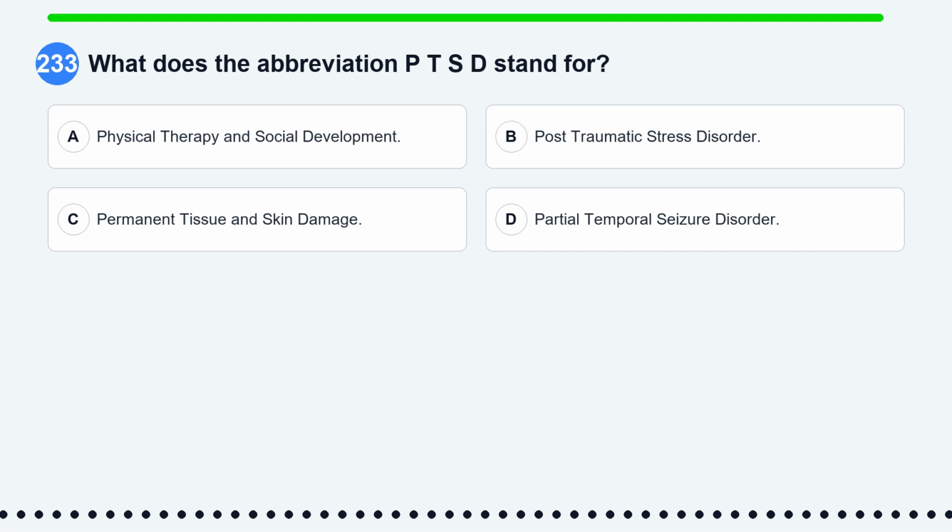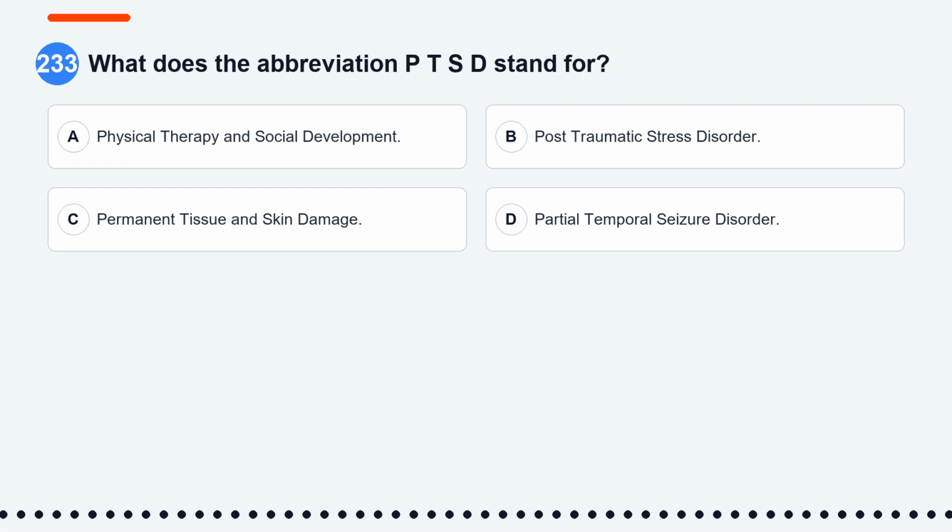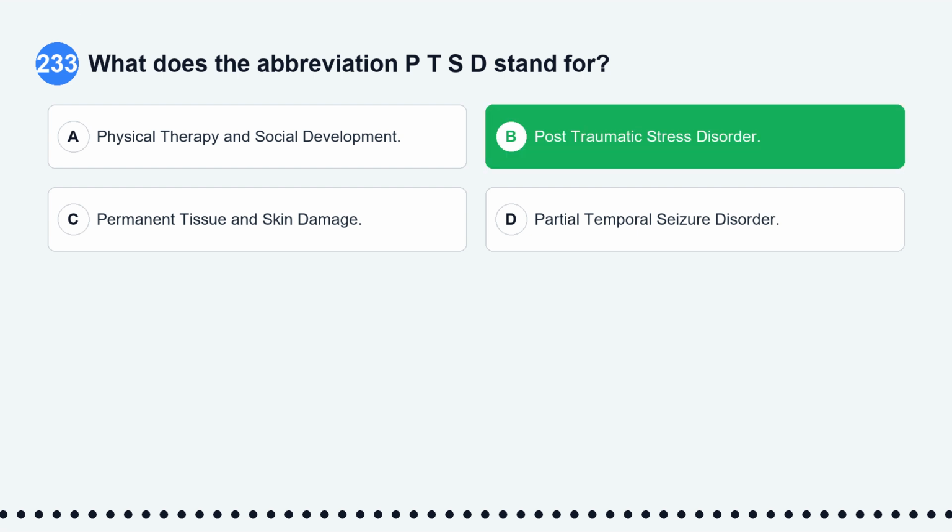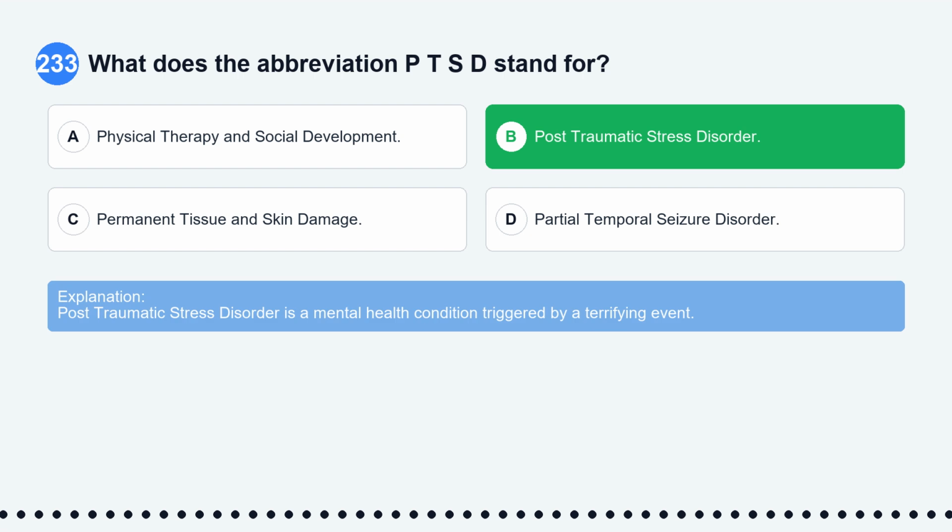Question 233. What does the abbreviation PTSD stand for? Option A. Physical therapy and social development. Option B. Post-traumatic stress disorder. Option C. Permanent tissue and skin damage. Option D. Partial temporal seizure disorder. The correct answer is option B, post-traumatic stress disorder. Post-traumatic stress disorder is a mental health condition triggered by a terrifying event.